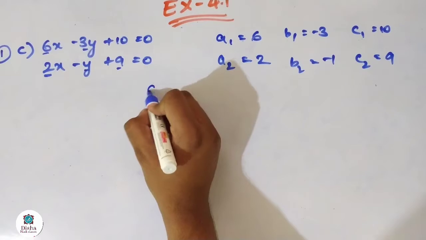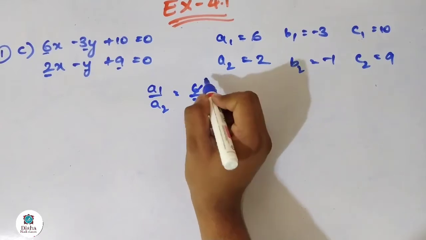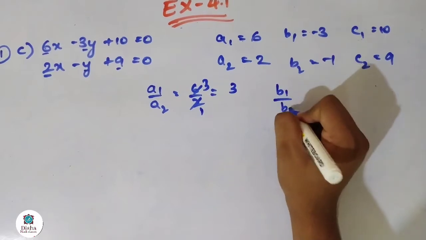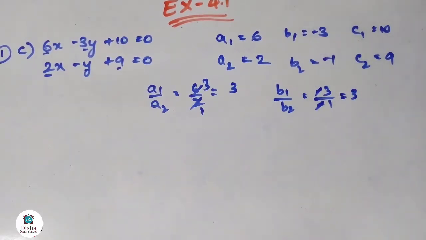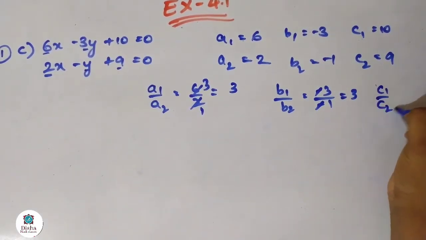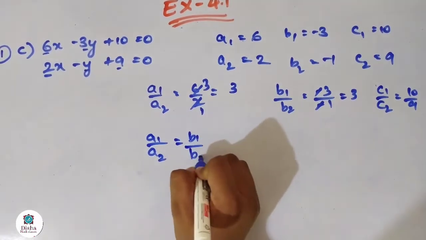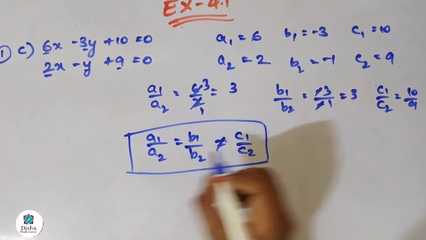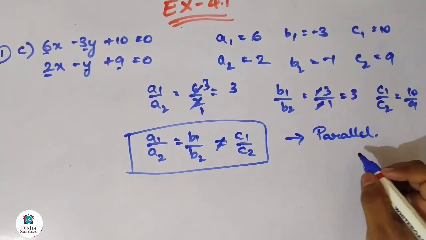So now a1 by a2 equals 6 by 2. 2 ones are 2, 2 threes are 6, so 3. b1 by b2 equals minus 3 by minus 1. Minus minus gets cancelled, the answer is 3. Now c1 by c2 equals 10 by 9. So we can't divide it. So therefore a1 by a2 equals b1 by b2 not equal to c1 by c2. What is it? It is parallel. Lines are parallel. Okay.